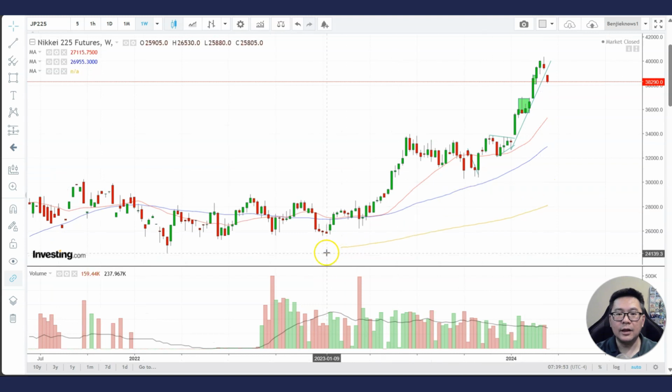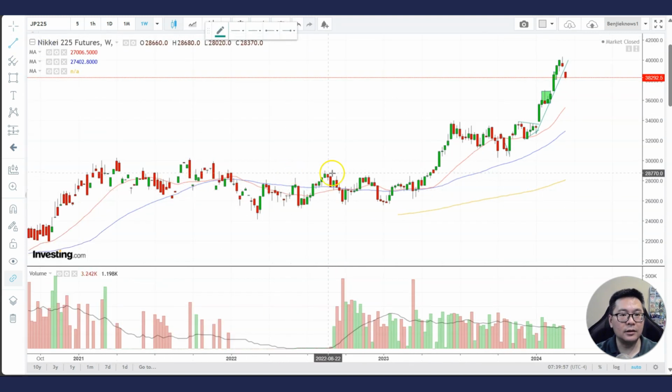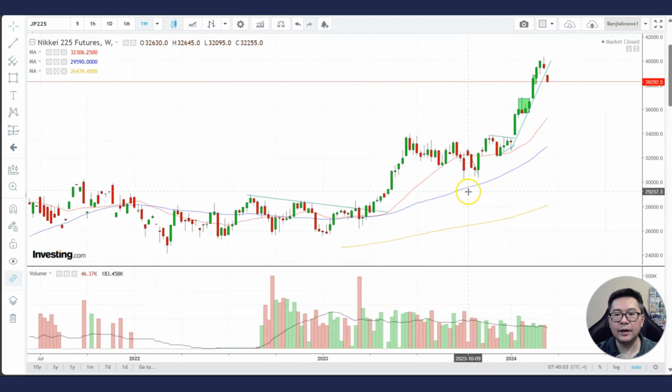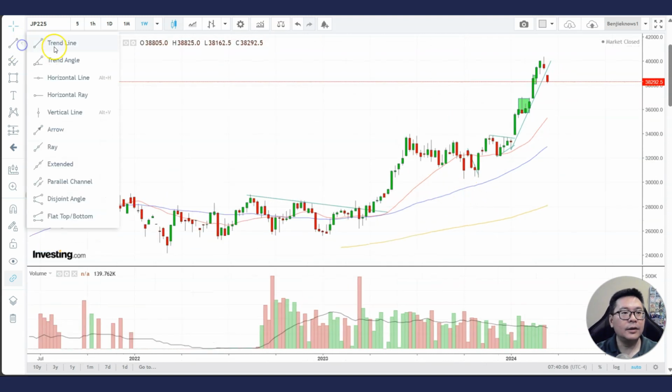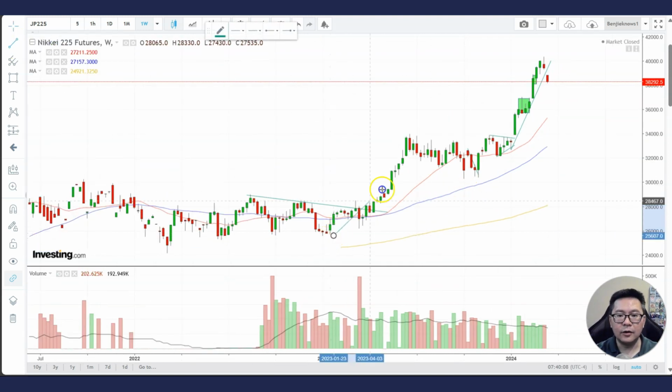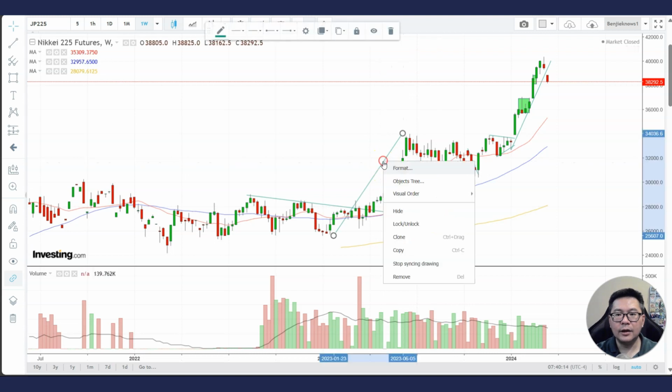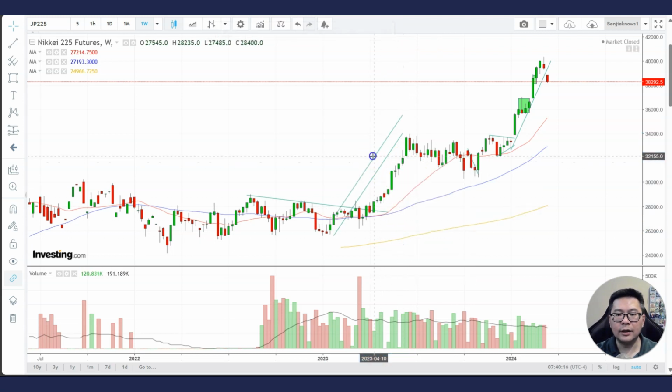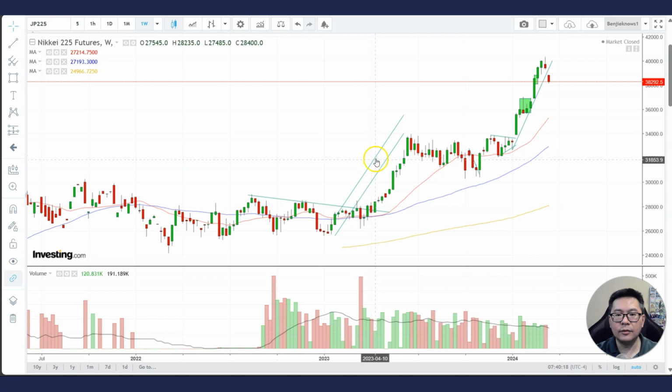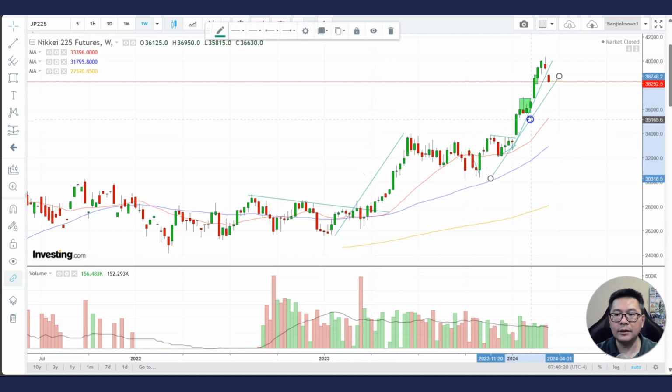Okay, here we have the Nikkei breaking out of this downtrend line. It broke out of this downtrend line and moved higher, and we can actually take a measured move of the move from here to here, and then you can clone it to get a target, which I think it has already met.